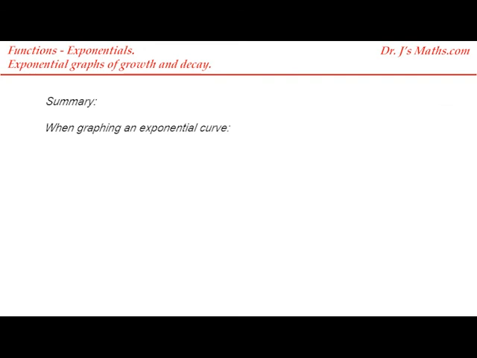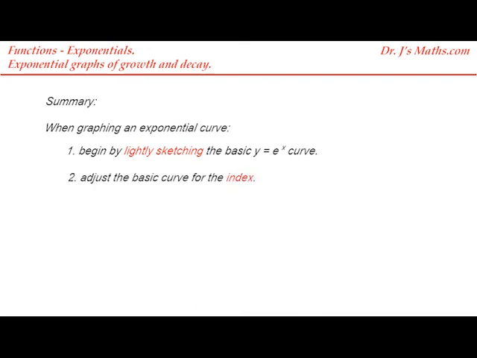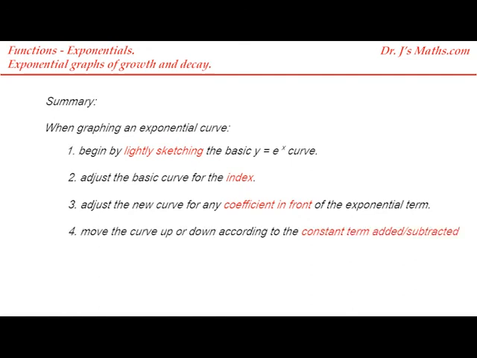So in summary of drawing an exponential curve, we firstly begin by lightly sketching the basic y equals e to the x curve. And then we draw a second curve to adjust the basic curve according to what the index tells us. Then we adjust the new curve for any coefficient that's in front of the exponential curve, again lightly drawing our new curve. And then finally move the curve up or down according to the constant term, which has to be added or subtracted.